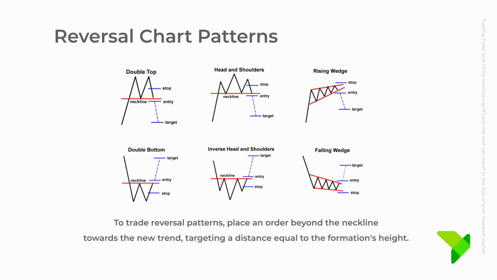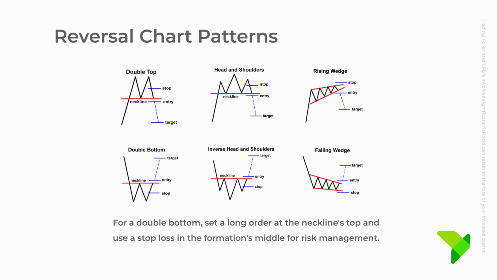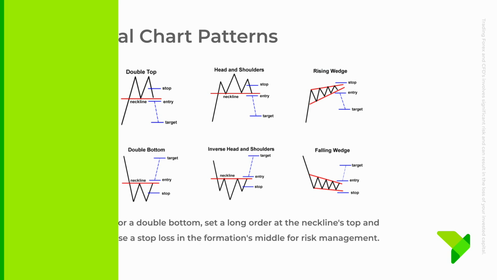to the formation's height. For a double bottom, set a long order at the neckline's top and use a stop loss in the formation's middle for risk management.